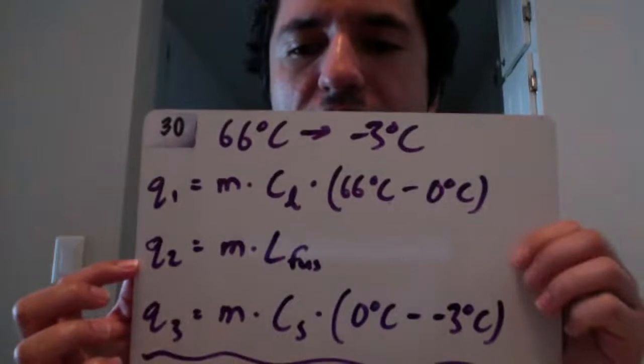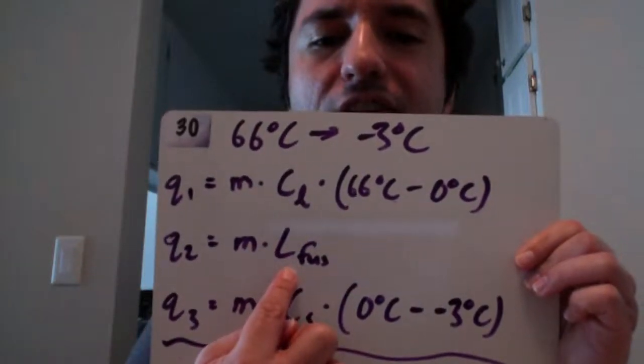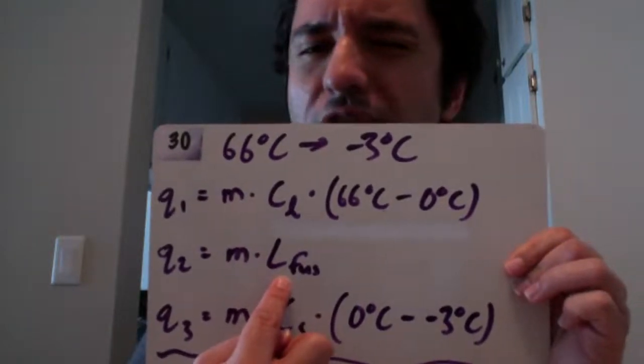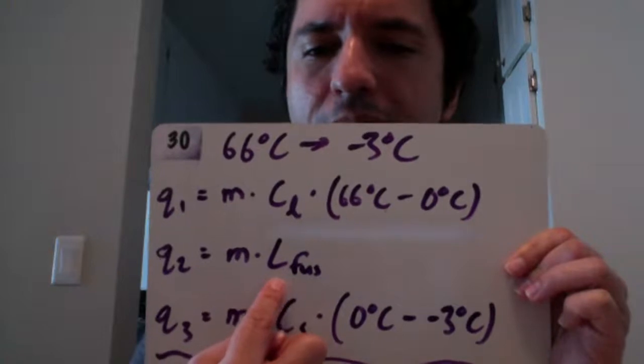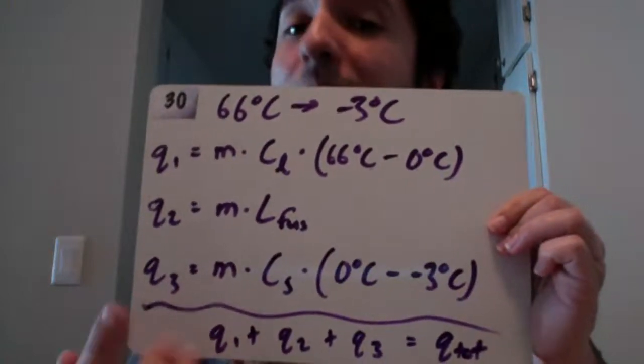There's no delta T here, no change in temperature. So it's just the heat from the mass of the water times the latent heat of fusion. This is a constant. I think for water it's 334 joules per gram. And then you have to do one more heat equation for when it's becoming a solid.